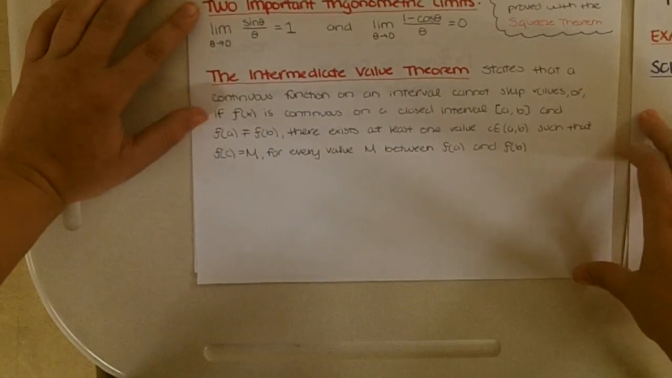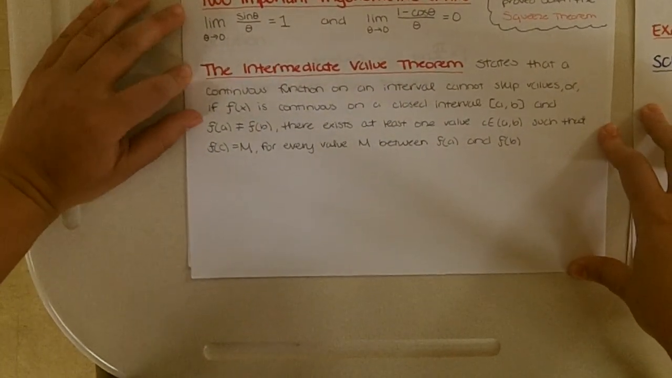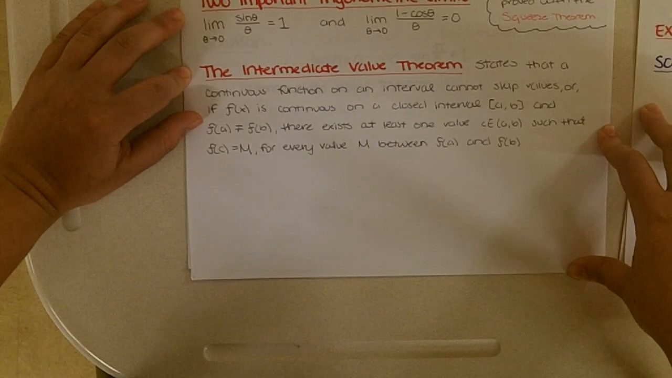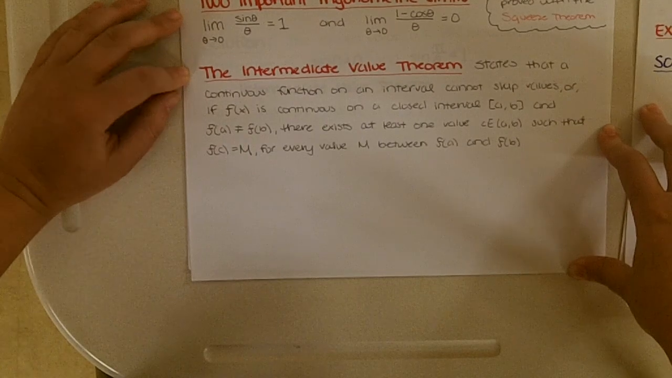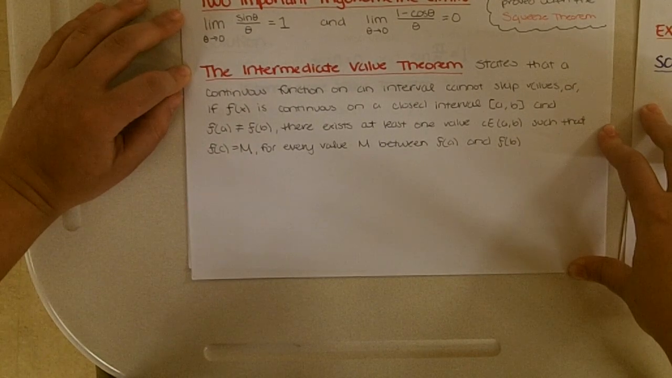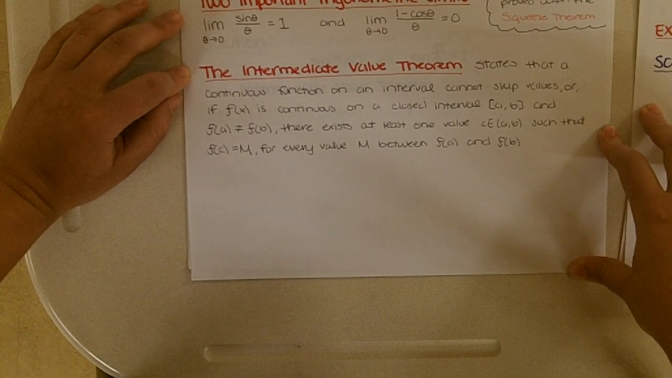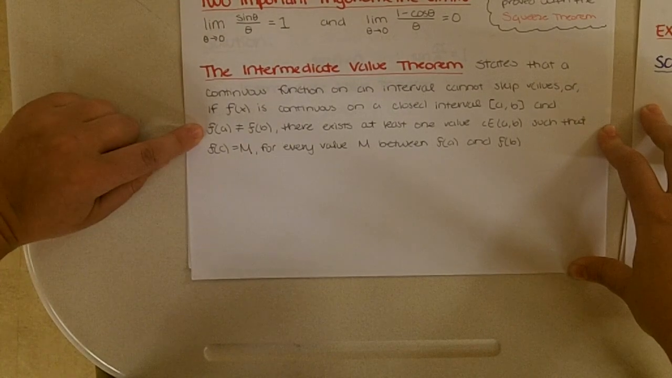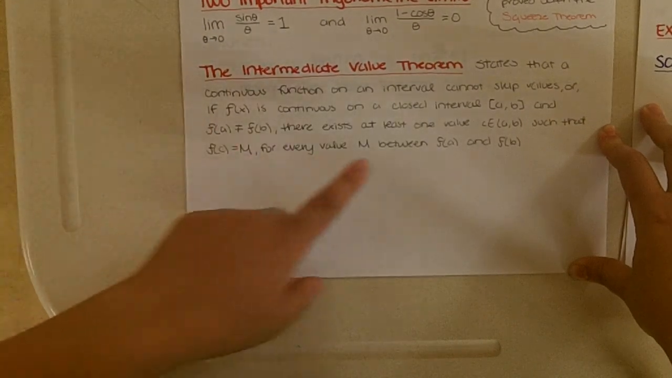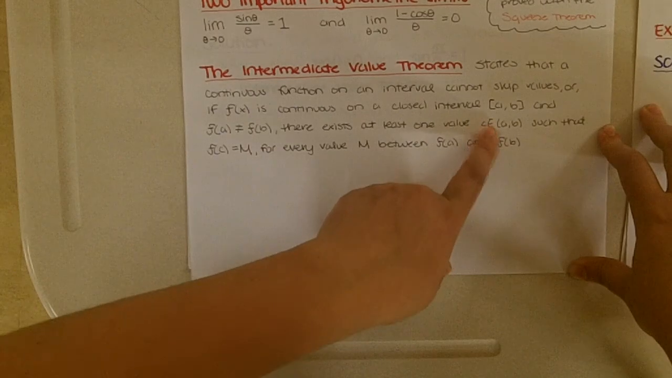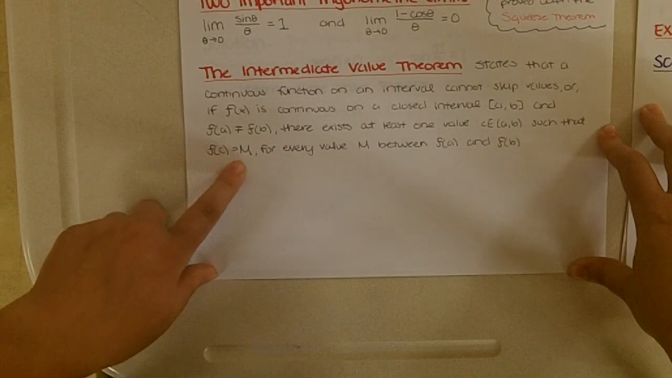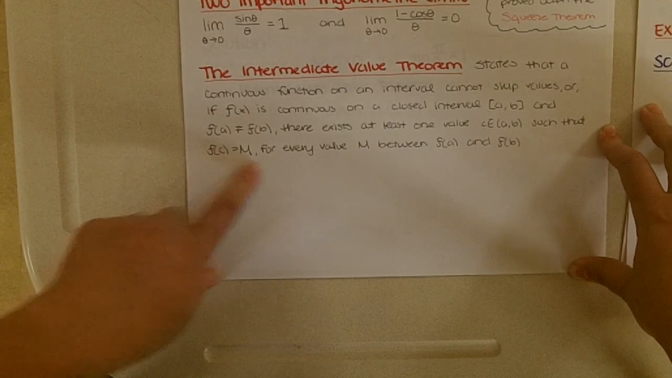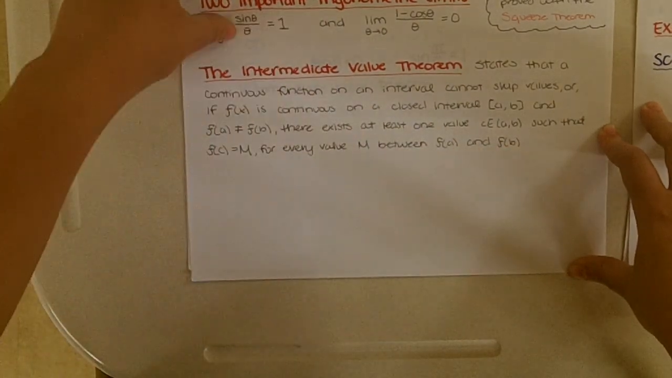Now on to something a little bit different. We're going to start talking about the intermediate value theorem, which states that a continuous function on an interval cannot skip values. Or, if f of x is continuous on a closed interval a to b and f of a does not equal f of b, there exists at least one value c within the interval a to b such that f of c equals m for every value m between f of a and f of b.